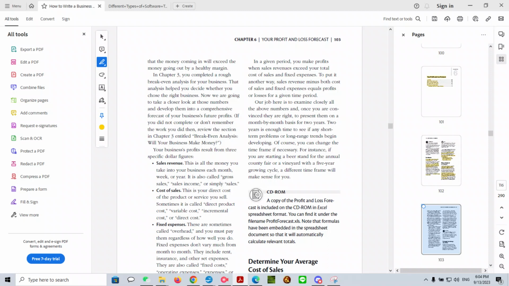As you know, in chapter 3, we completed a rough break-even analysis for your business. That analysis helped you decide whether you chose the right business. What we're going to focus on for this chapter is we're going to take a closer look at the numbers and develop them into a comprehensive forecast of your business's future profits. If you did not complete or don't remember the work you did, then review this section on chapter 3, which is break-even analysis. Very important because you need to know how much in terms of sales you need to make to break even, and then past that, figure out your profit margin. And anything above that, how many sales you're going to make.